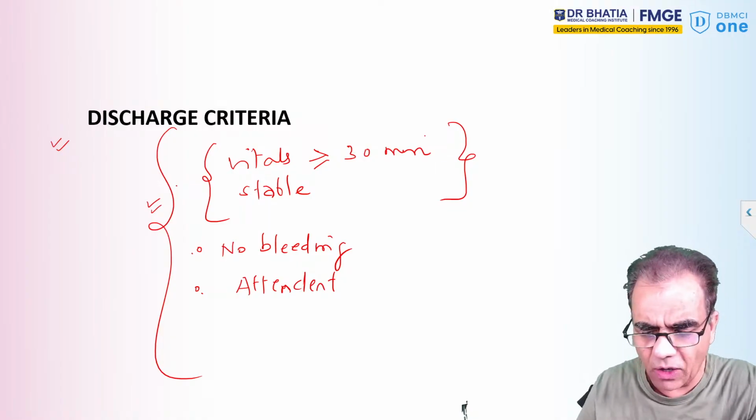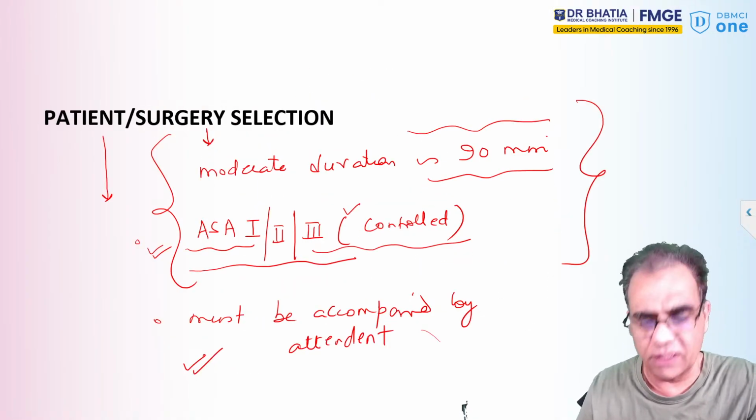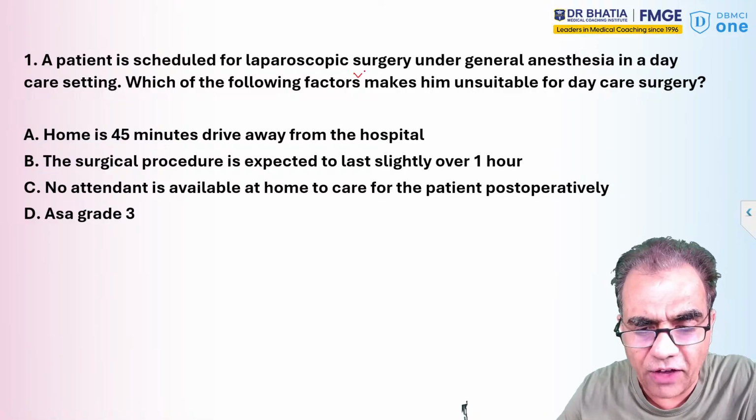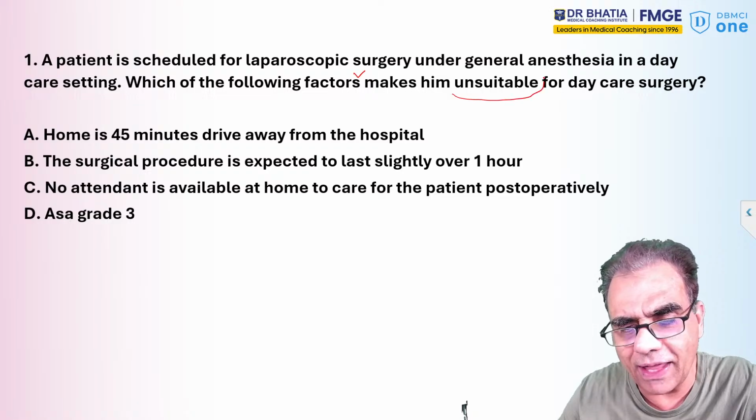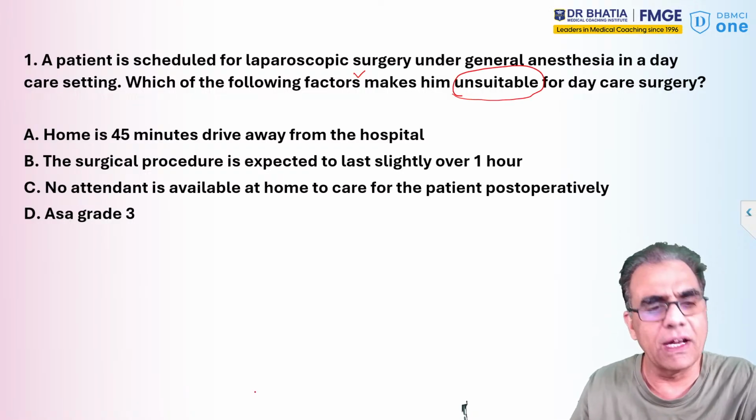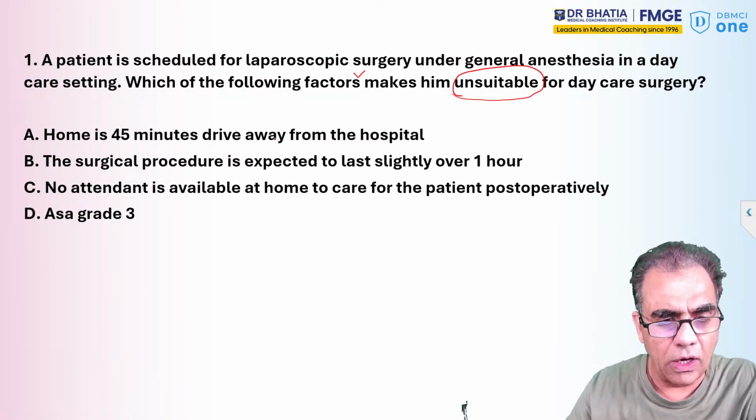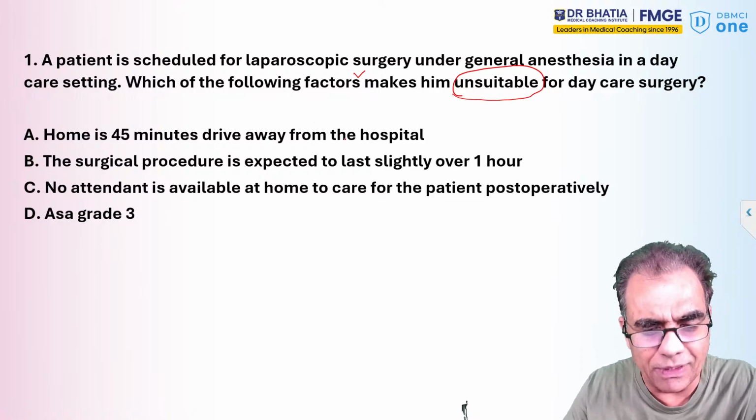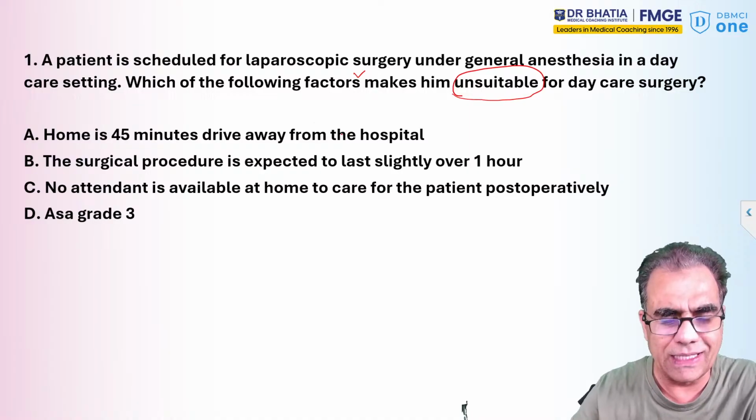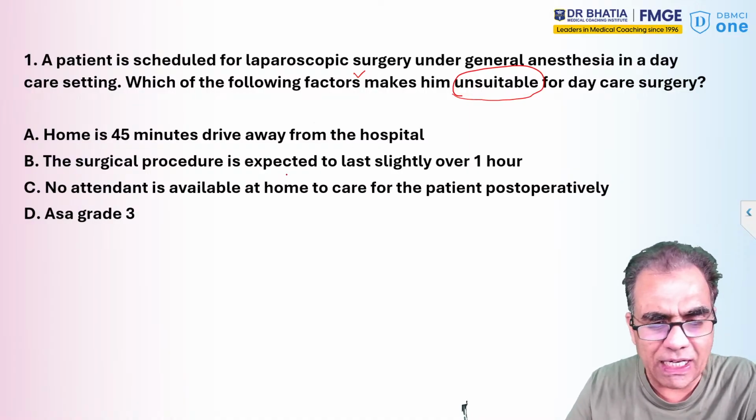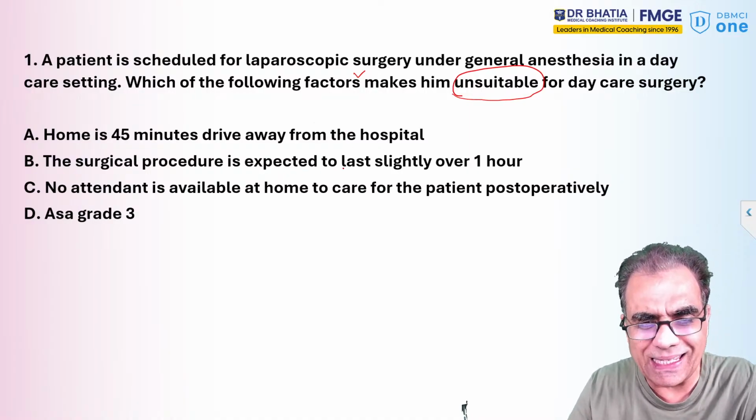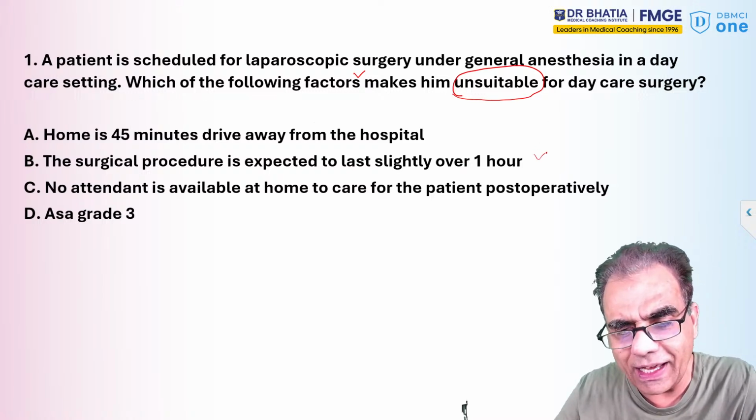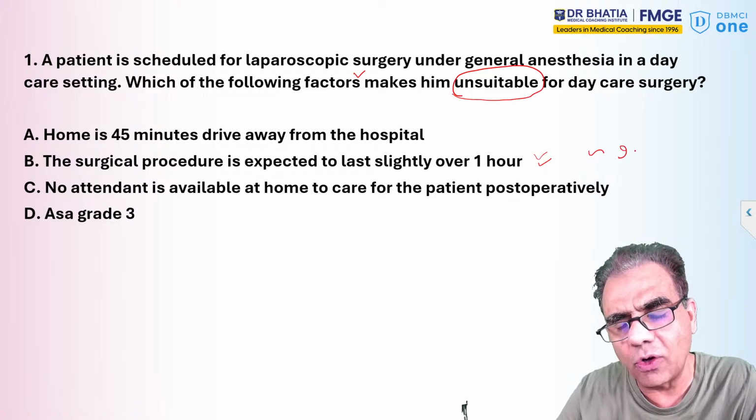Now, with this background, let's go back to our question and discuss it. Which of the following factors makes him unsuitable, that means unfit, for daycare surgery? Home is a 45 minutes drive away from the hospital. We'll keep this option aside with a yes or no. Surgical procedure is expected to last slightly over 1 hour. We can take the patient up to 90 minutes, I told you.